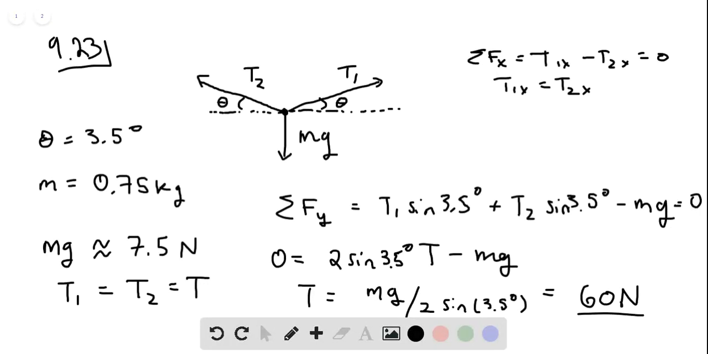Chapter 9, Problem 23. A 0.75 kilogram sheet is centered on a clothesline as shown in Figure 9-63. The clothesline on either side of the hanging sheet makes an angle of 3.5 degrees with the horizontal. This is downwards, right? Because it's a hanging sheet. Calculate the tension in the clothesline, ignoring its mass, on either side of the sheet.